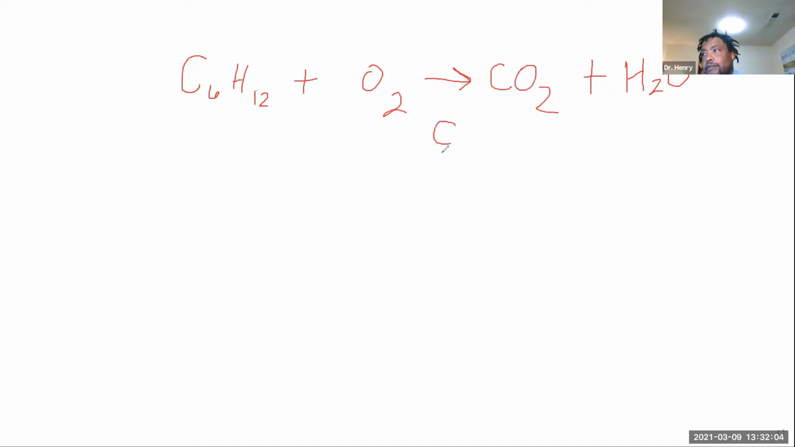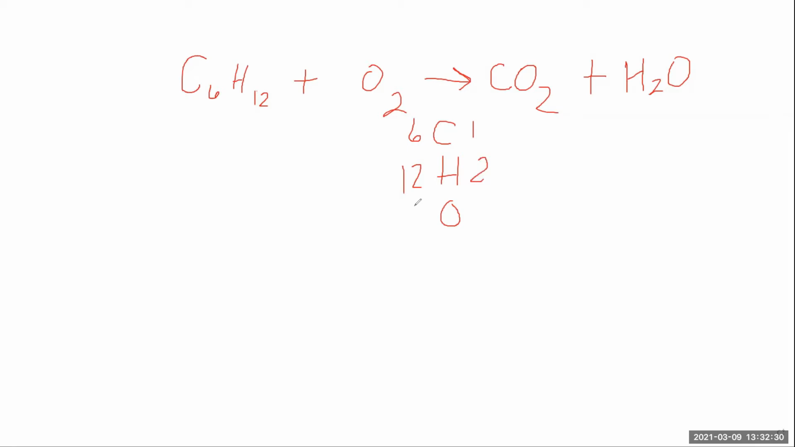So, carbon, hydrogen, and oxygen. Okay, so we have C, H, O. On the reactant side, how many carbons? 6. Product side, 1. How many hydrogens? 12. And product? How many oxygens? 2. And product side, 3.